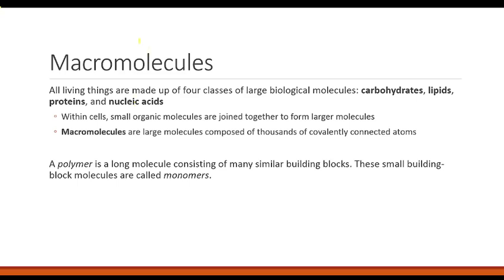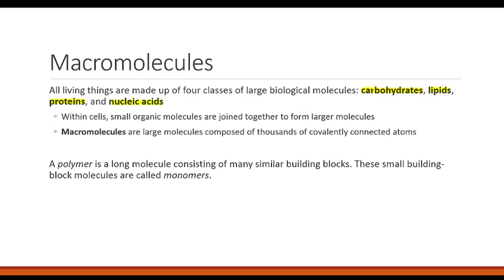So with that, let's discuss macromolecules. Macromolecules are large molecules composed of thousands of covalently connected atoms. Within cells, small organic molecules join together to form these macromolecules. For our purposes, we will call these macromolecules the biomolecules. There are four classes that you need to concern yourselves with: carbohydrates, lipids, proteins, and nucleic acids.